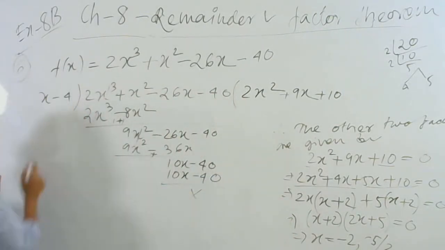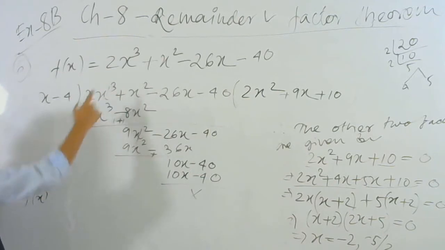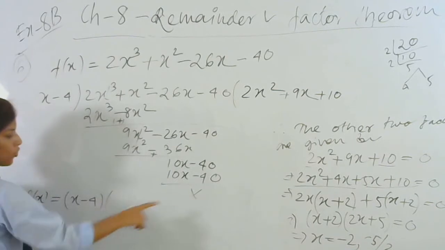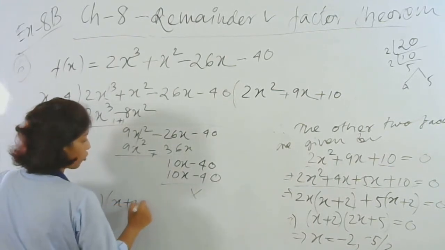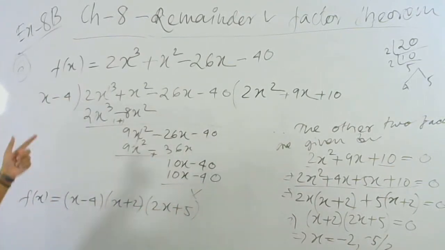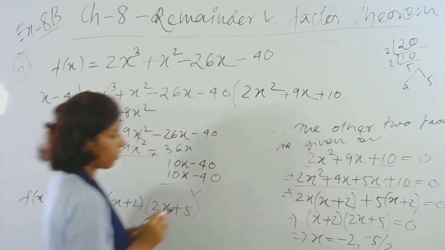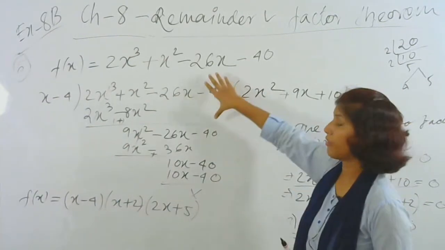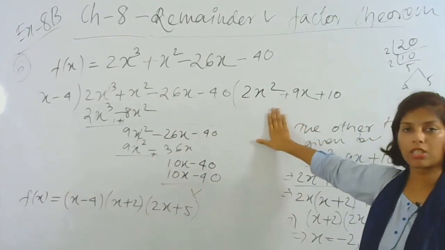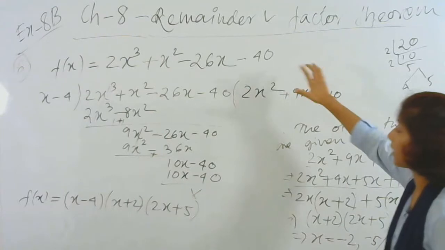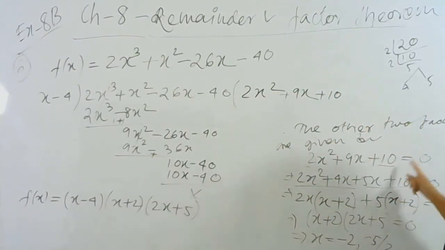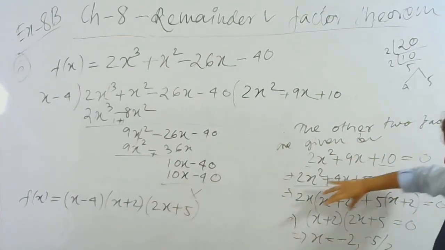So I can write f of x, that is the whole thing, in the factorization form. How? This x minus 4 into the remaining 2, x plus 2 and 2x plus 5. So this is the factorization form of the given equation. First of all, we'll do the division. After you do the division, you'll get the quotient, so the other two factors you'll get from the quotient. Whatever the quotient I get, I'll further factorize it by using middle term factorization. After you do middle term factorization, you get the other two factors.